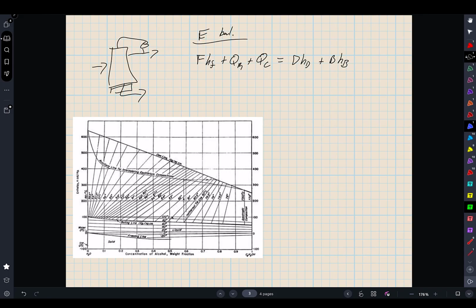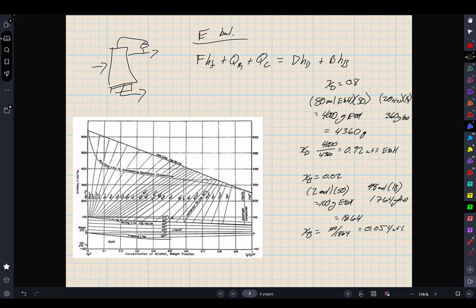In order to figure out these enthalpy values, we need to use this enthalpy chart. However, note that the enthalpy chart is in weight fractions. We have our enthalpy weight fraction of our HF, but we need to go back and figure out our weight fractions for our distillate and our bottoms composition. So right here, I went ahead and did the work for determining what the weight percent is going to be for our distillate and our bottom. So we end up having that our distillate is that, and our bottom composition is that.